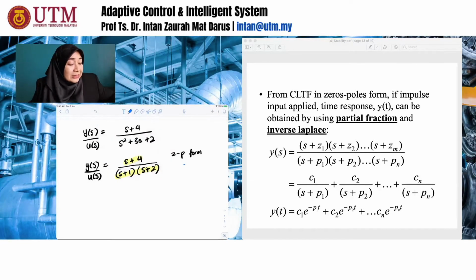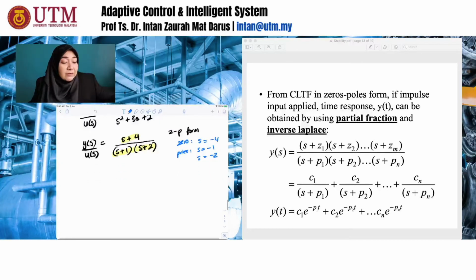So in this case, if I define my zeros, it is actually s equals minus 4. So that is the value of your zeros. And the value of your poles is, in this case, s equals minus 1 and then s equals minus 2. These are your poles, alright? So this means having the transfer function in zeros and poles form.